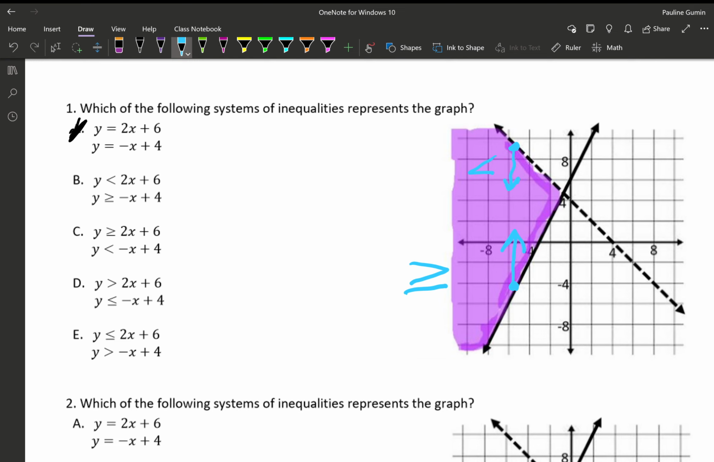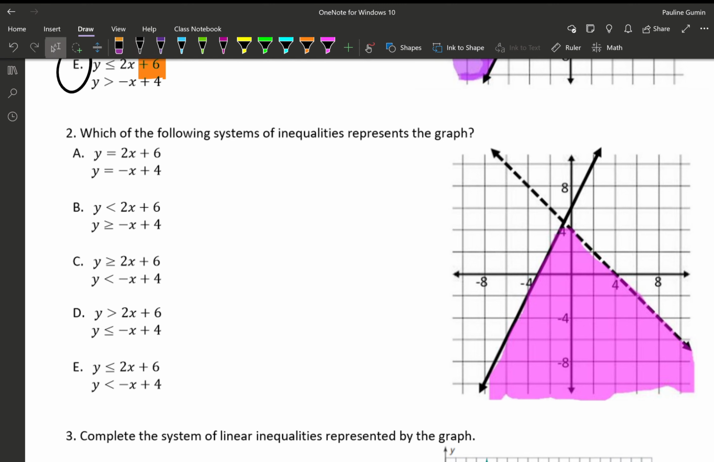So let's go a little further and take a look at the solid line and its y-intercept. Looks like the solid line has a y-intercept of 6. So it's that top inequality that should have the greater than or equal to, which means letter E.